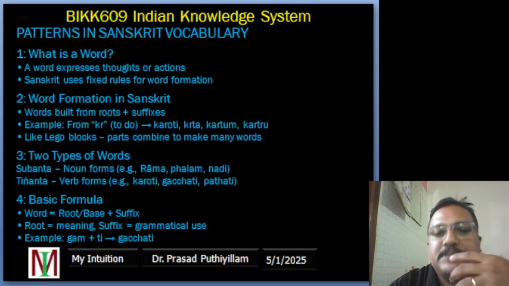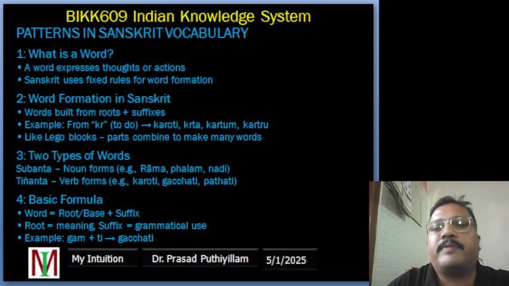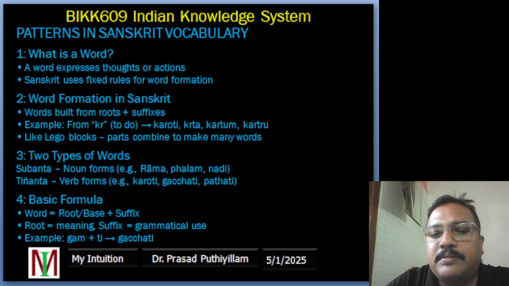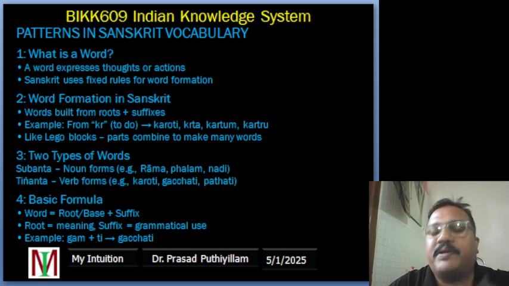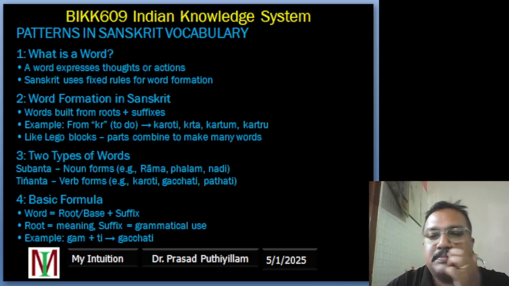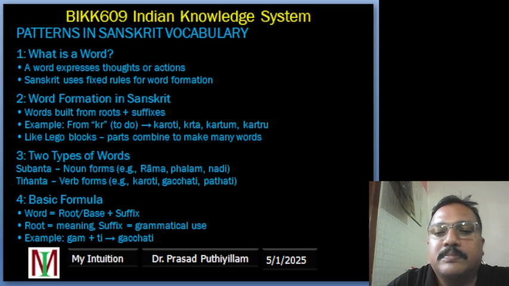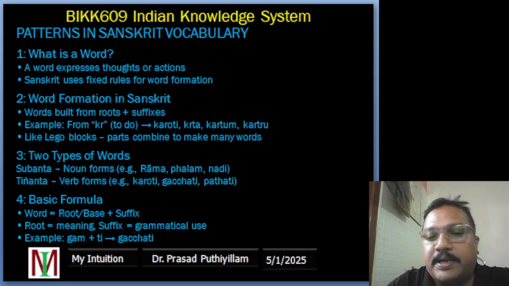Kartru means doer. Kartru, krita, kartam, karoti, these all came from the root word krit. Thinking of these roots and suffixes like pieces, we can combine them in different ways to form a new word with a specific meaning. So in Sanskrit, there are two main types of words, that is subanta and tinanta.